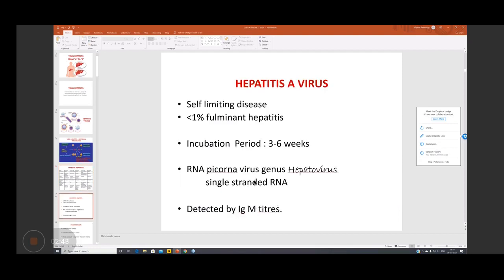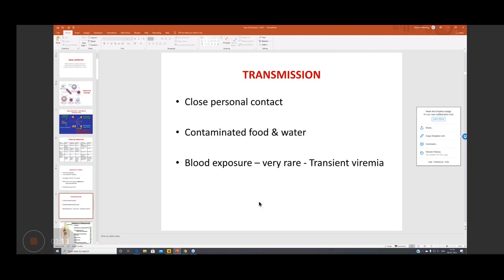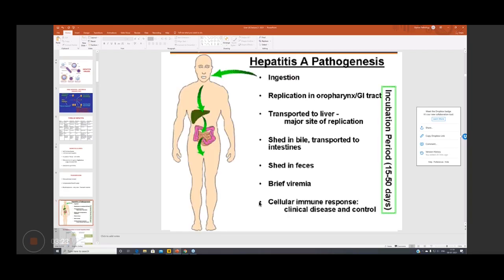So first, let's take a look at hepatitis A virus, a self-limiting disease. Less than 1% can cause fulminant hepatitis, that is a severe form of acute hepatitis. Incubation period is short, 3 to 6 weeks. It is an RNA picornavirus, single-stranded, and the best means of detecting an acute infection is by detecting the IgM antibody titers. Transmission is by close personal contact with contaminated food and water. Blood exposure is very rare. If it occurs, it can cause a transient viremia, but that is not the actual form of transmission.